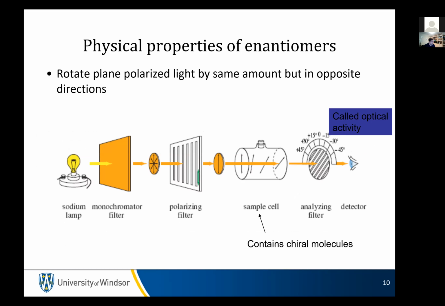This is pretty simple. You take a light source, you beam it through a monochromatic filter. Today you would use a laser and skip this step. You pass it through a polarizing filter. So light's going in, you have all different vectors. You have thin slits, so only light aligned in a certain direction can go through. And then you pass it through a cell containing your material dissolved. And if you have one enantiomer, it is going to bend the light because the light interacts with it.